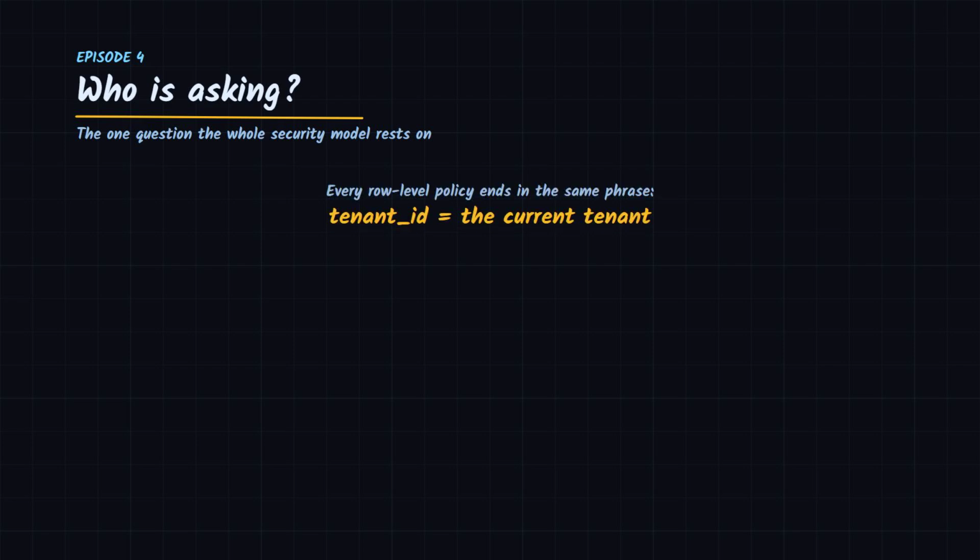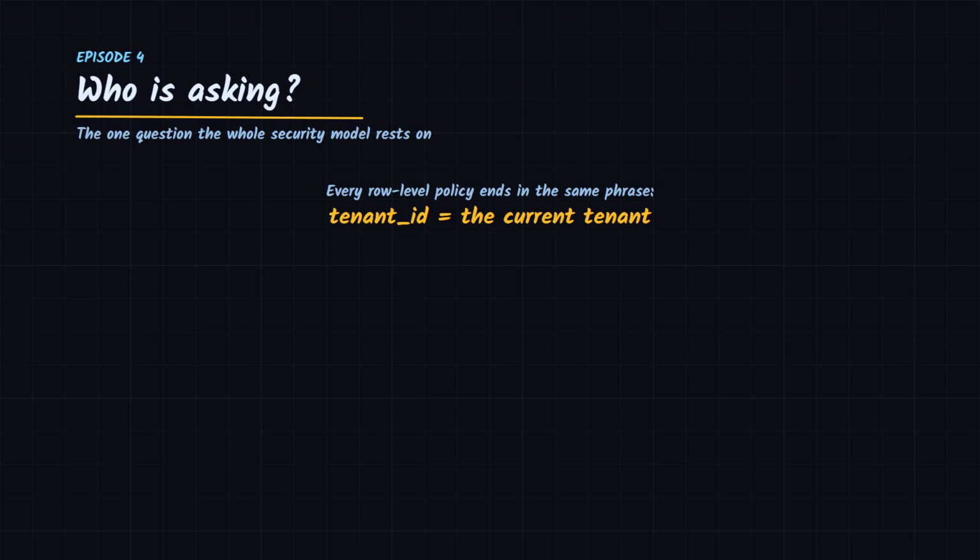Last episode, we made Postgres refuse to return another tenant's rows, but every one of those policies ends in the same phrase, equals the current tenant, which means the entire security model now rests on one question being answered correctly on every request in every code path. Who is asking? That sounds like the easy part.